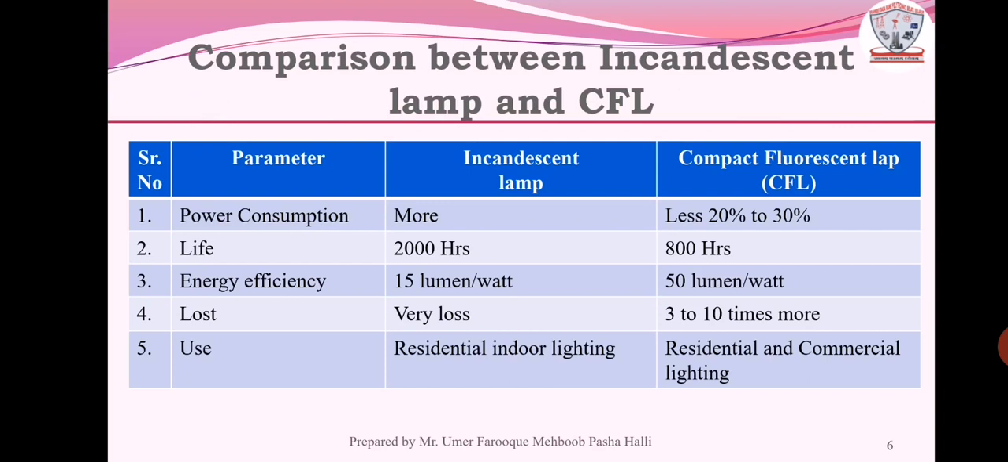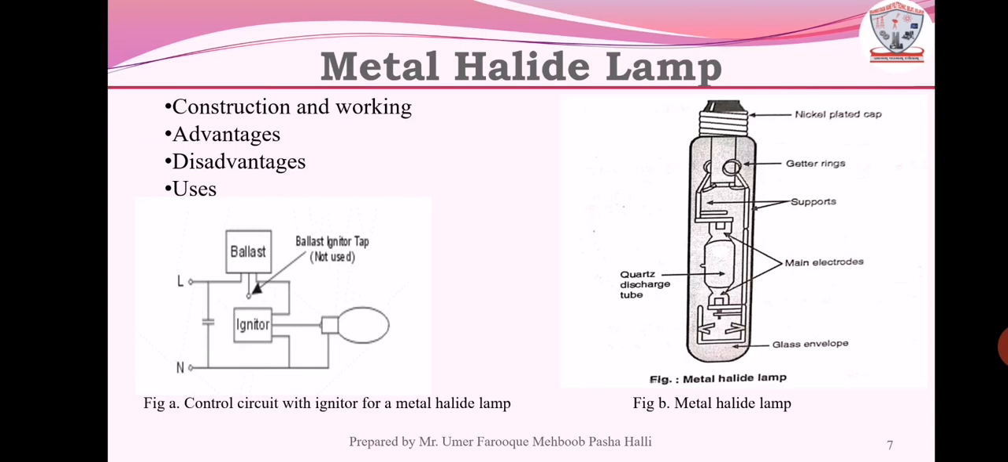After that, the losses are very low, but 3 to 10 times more in the incandescent lamp. After that, uses: residential indoor lighting for the incandescent lamp, and residential and commercial lighting for the CFL. Next lamp is the metal halide lamp.